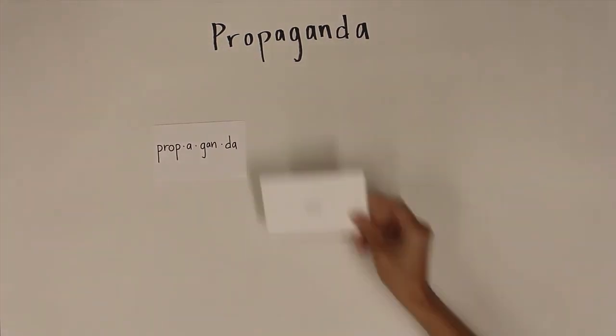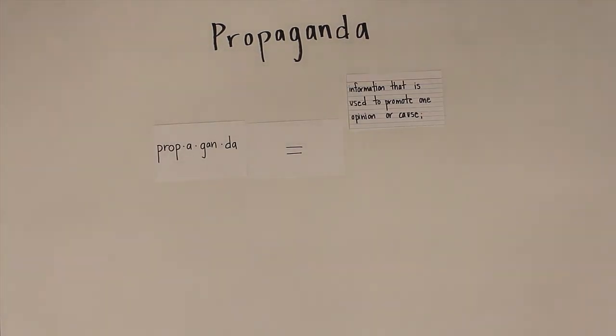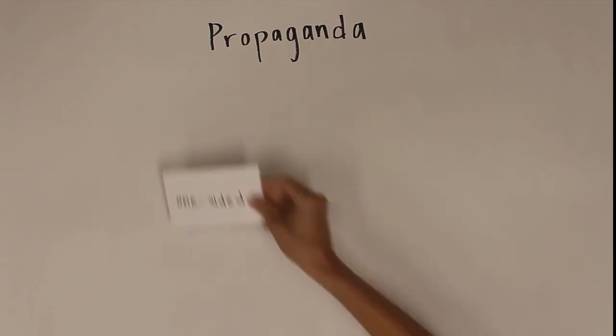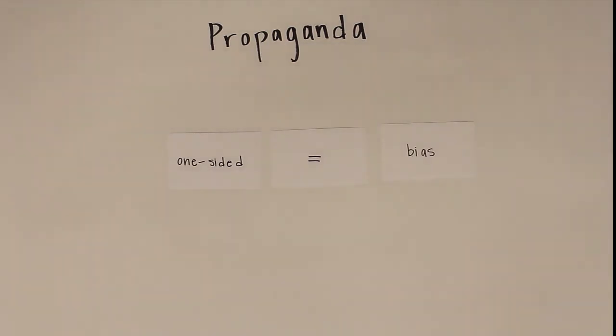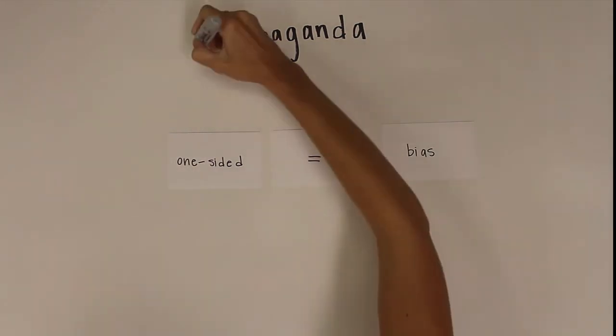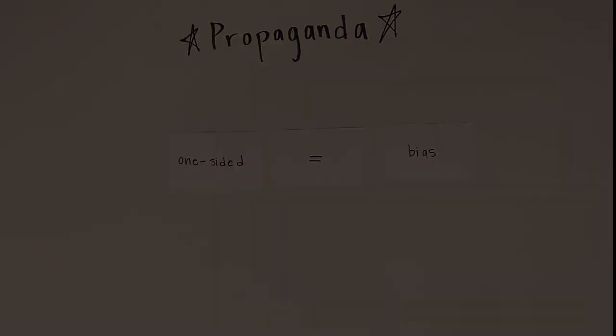Let's review. Remember that propaganda is information that is used to promote one opinion or one cause. Usually it's biased and only represents one side of the story or issue. Propaganda is still used today by governments and politicians to gain support for their side of a cause.